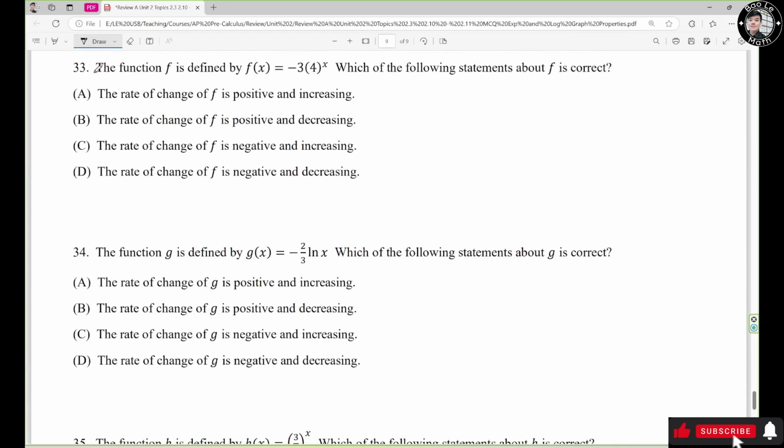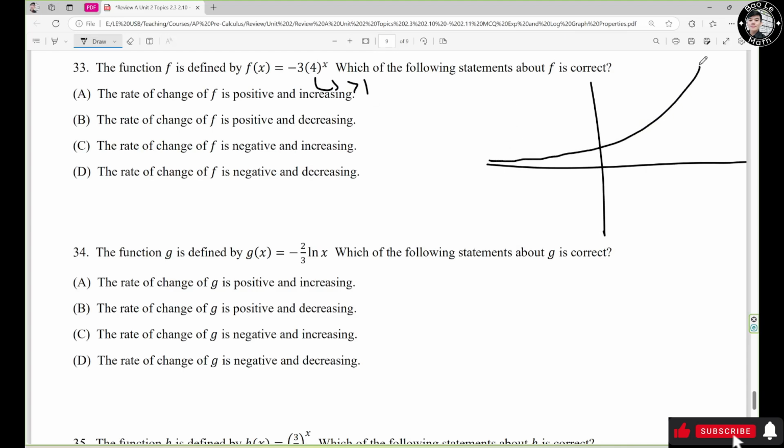Now question 33, we need to sketch this one, so it could be like this. b equals 4, greater than 1, right? So it could be an exponential growth function. It could be something like this. Now look at the coefficient a right here. It could be negative 3, right? So there is a reflection over the x-axis, so it could be something like this, right?